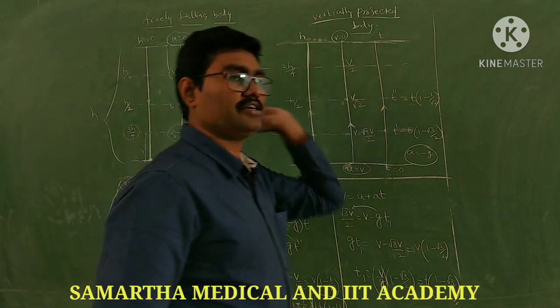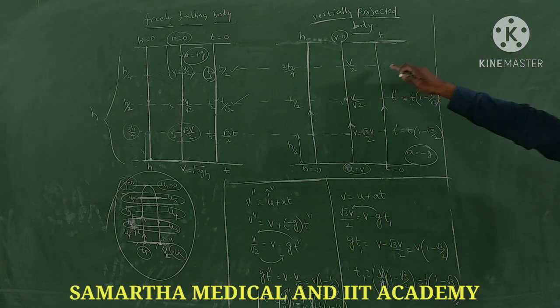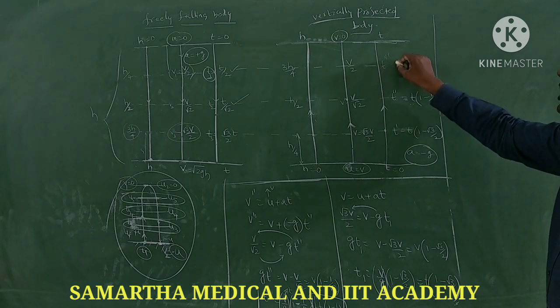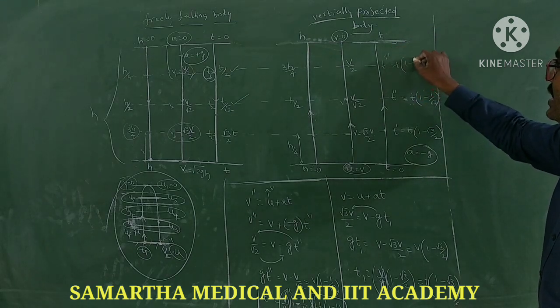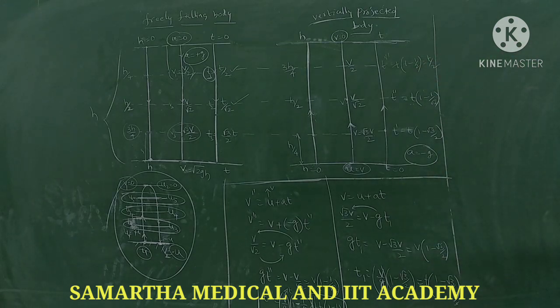That is what I have written here. Understood? Clear. Next, what about here? T by 2. Yes. T into T double dash equal to T into 1 minus 1 by 2, nothing but T by 2. Clear or not? Very good. Note down.